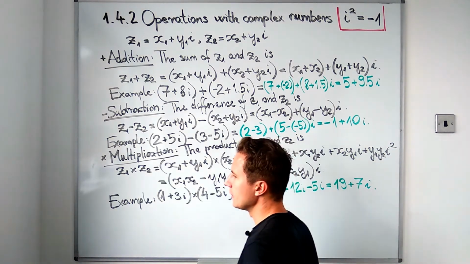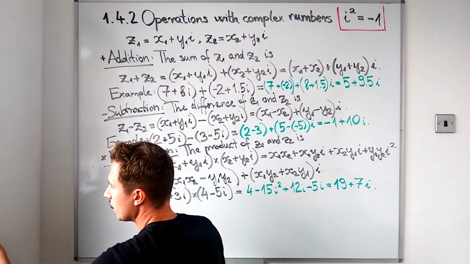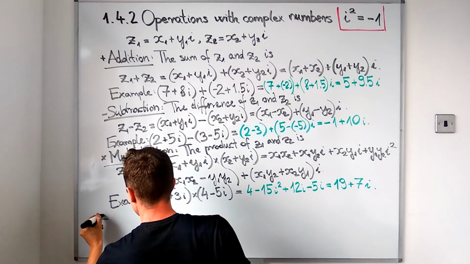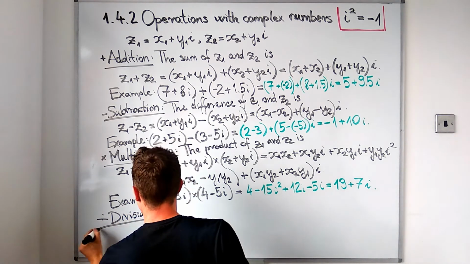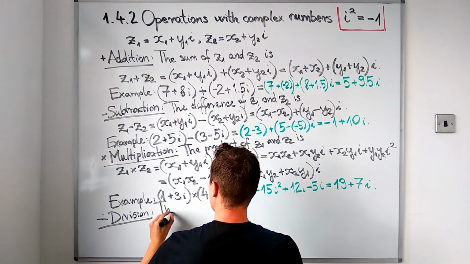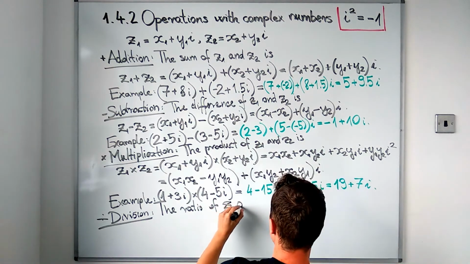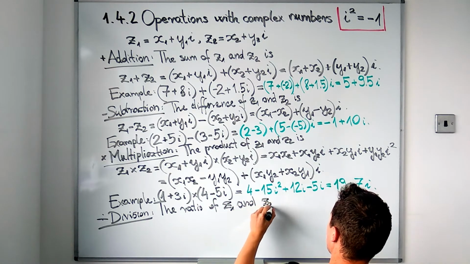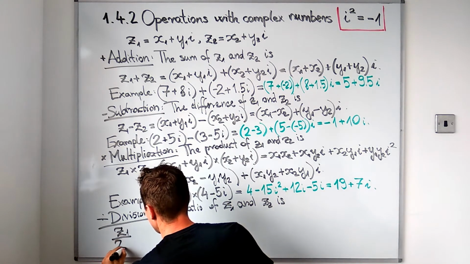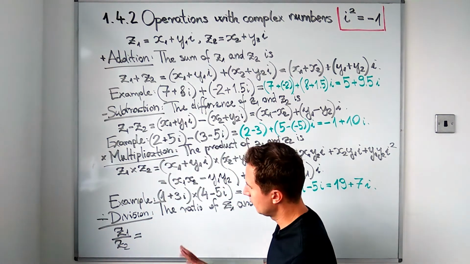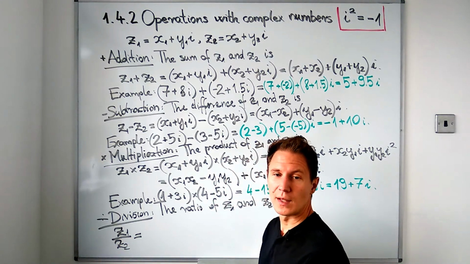Okay, so finally I want us to look at the operation of division. So we're going to divide complex numbers. So the ratio of z1 and z2 is the following. Well, now we have to divide z1 by z2. And this is where things get a bit tricky. We have never divided by a complex number. We don't know how to do that. That is the whole point.